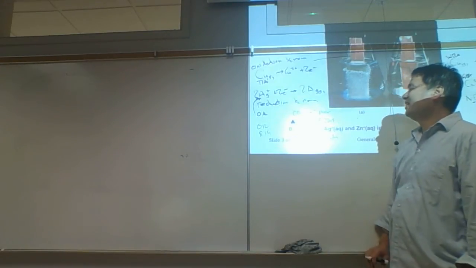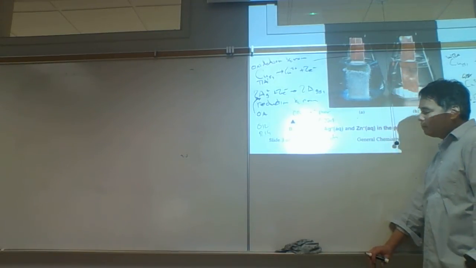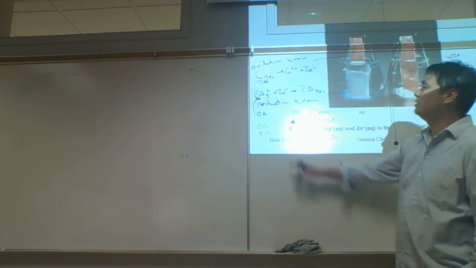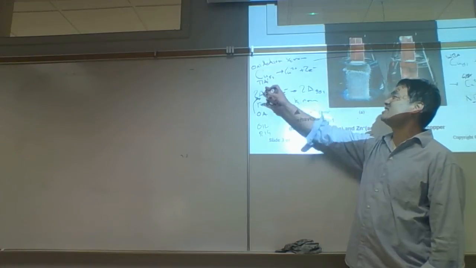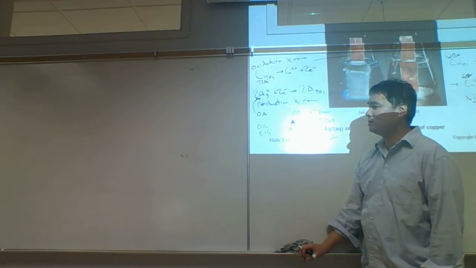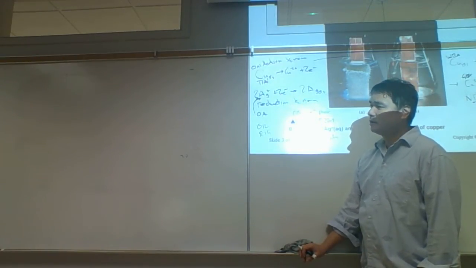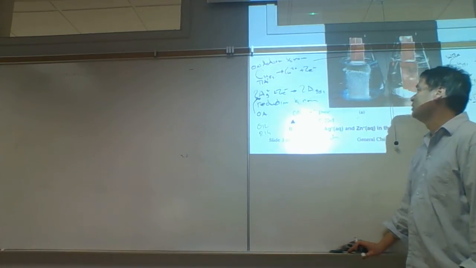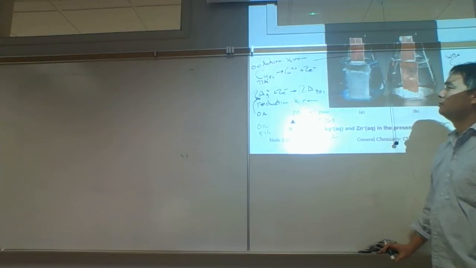But what we have here is a direct transfer of electrons. The silver ions attack the copper and take the electrons away. The silver ions are electron poor. Copper is electron rich, and the silver ions will take the electrons from the copper.